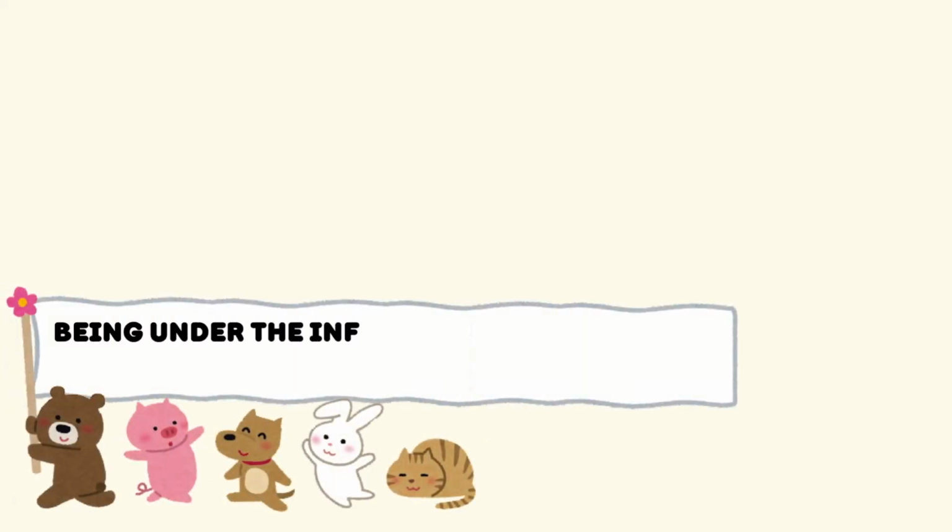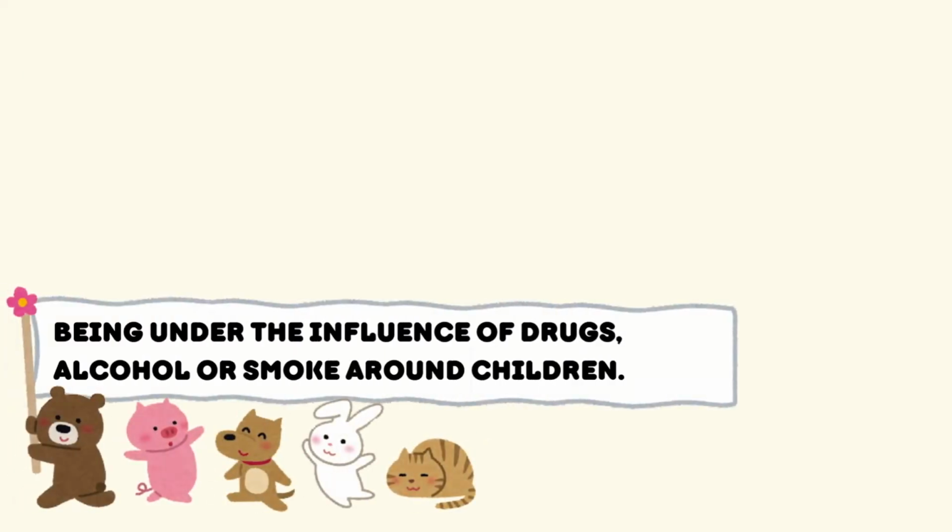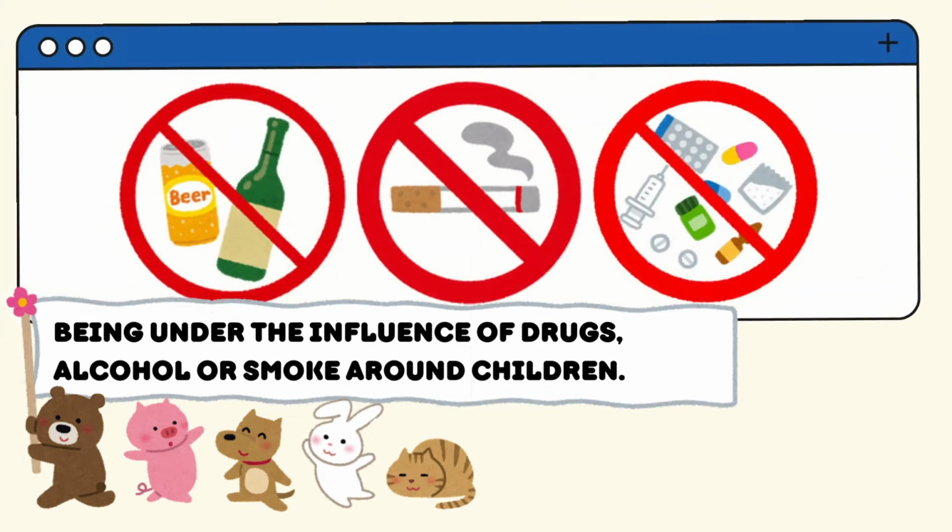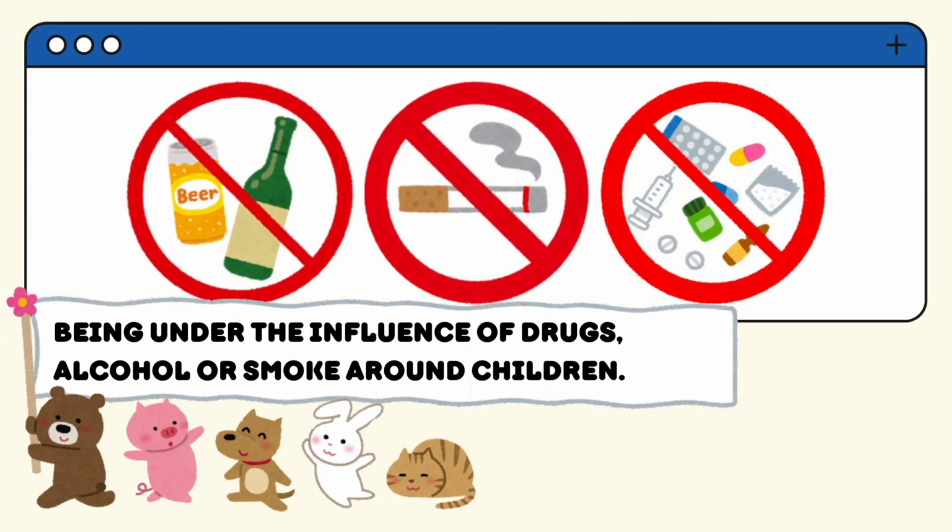Next, being under the influence of drugs, alcohol, or smoke around the children. We need to demonstrate and act as a role model for the children. We cannot be sending wrong messages to children for any substance usage. Also, people under the effect of alcohol and drugs may harm the children unintentionally.